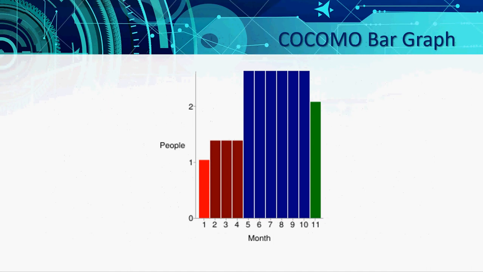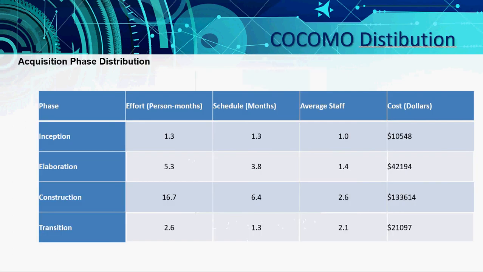This is a bar graph from the COCOMO model, which shows the people compared to the months of the development cycle. This is the COCOMO distribution, which shows the phases of inception, elaboration, construction, and transition, with comparison to the effort, schedule, average staff, and the cost of the project.